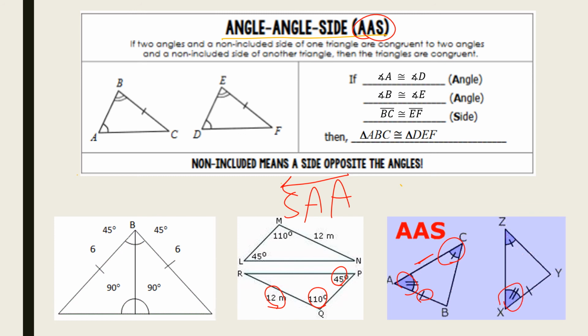Say I wanted to start here: angle, side, skip, skip, can't do it. Say I start here and go the other way: angle, skip, angle, skip, skip, side. Can't do it. Can't have two skips right there. So that's why it's important.